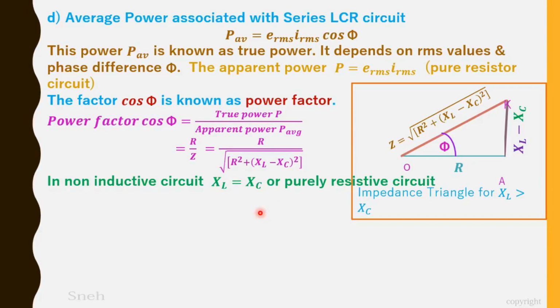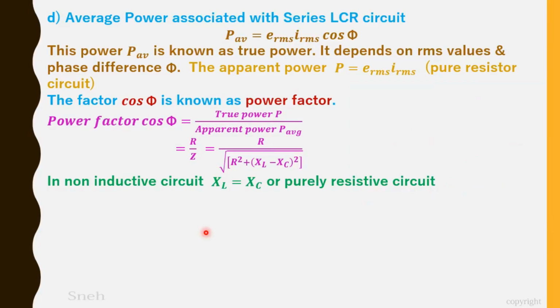And for such a purely resistive circuit, as XL is equal to XC, this quantity becomes 0. As this quantity becomes 0, we can write down cos phi is equal to R divided by R, and that is equal to 1. If cos of phi is equal to 1, what will be the value of phi? Value of phi must be equal to 0.